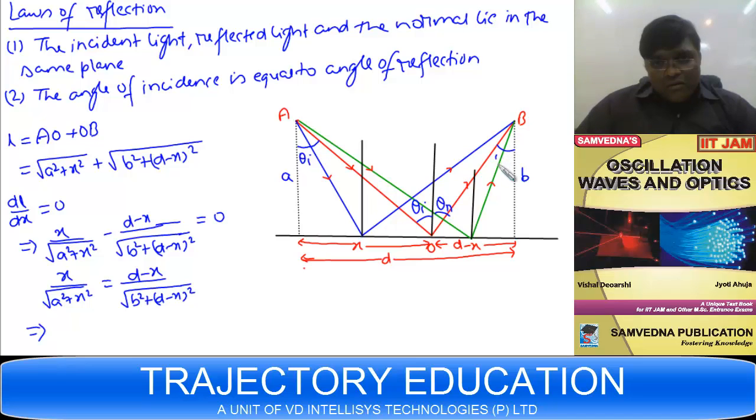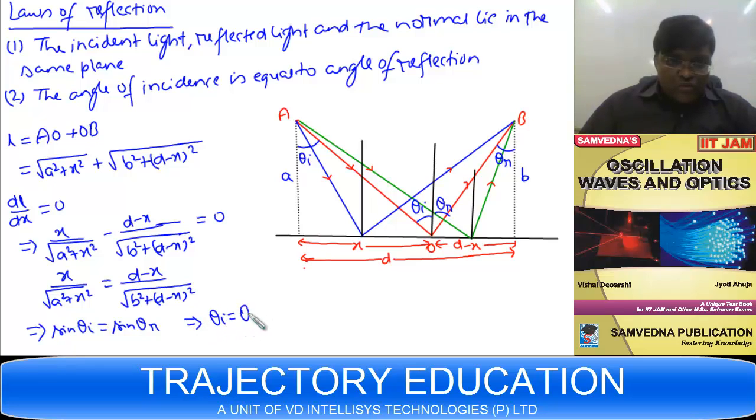If suppose this is theta i and this is theta r, then this will also be theta i and this will be theta r. So I can write x upon square root of a square plus x square, which is AO, equal to sine theta i, and this is sine theta r. So theta i equals theta r. So light will take a path for which the angle of incidence equals the angle of reflection.